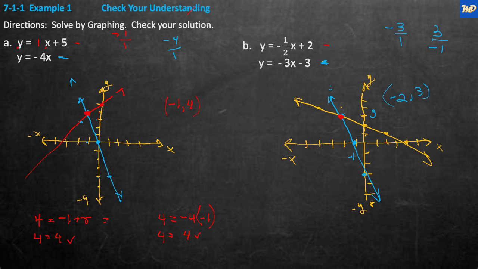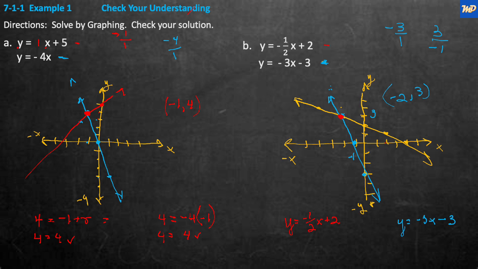And how do we check it? So now we're going to go down in here, and I guess we're on blue now. I'll stay with the blue. I'll do it in red. The red equation is y equals -1/2 x plus 2. And over here, the blue equation is y equals -3x minus 3. Okay, we're going to solve both of these with this -2, 3.